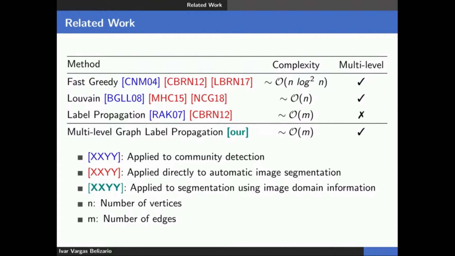The fast greedy method is of multi-level nature, and it was applied directly to image segmentation. The Louvain method is of multi-level nature too, and it was applied directly to image segmentation. The label propagation method is not of multi-level nature, and it was applied directly to image segmentation. In this context, we propose the multi-level graph label propagation method. The method uses information of the specific domain of image.